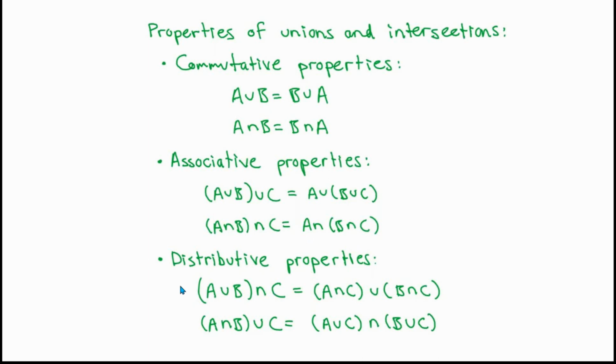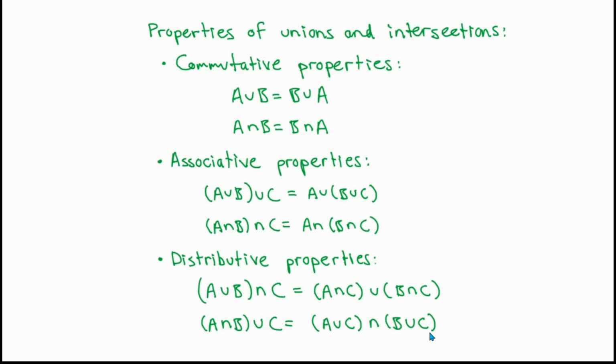And finally, there are the distributive properties, which need a little bit more thought, but which are also easy to show. The distributive properties combine unions and intersections in two different ways. The first distributive property here says that if you take A union B and then you intersect that with a set C, you will get the same thing as if you intersect A with C and B with C and then take the union of those two sets. In the second distributive property, the roles of the union and intersection are interchanged. If you take the intersection of two sets A and B and then you union that with a set C, you'll get the same answer as if you form the union of A and C and intersect that with the union of B and C.